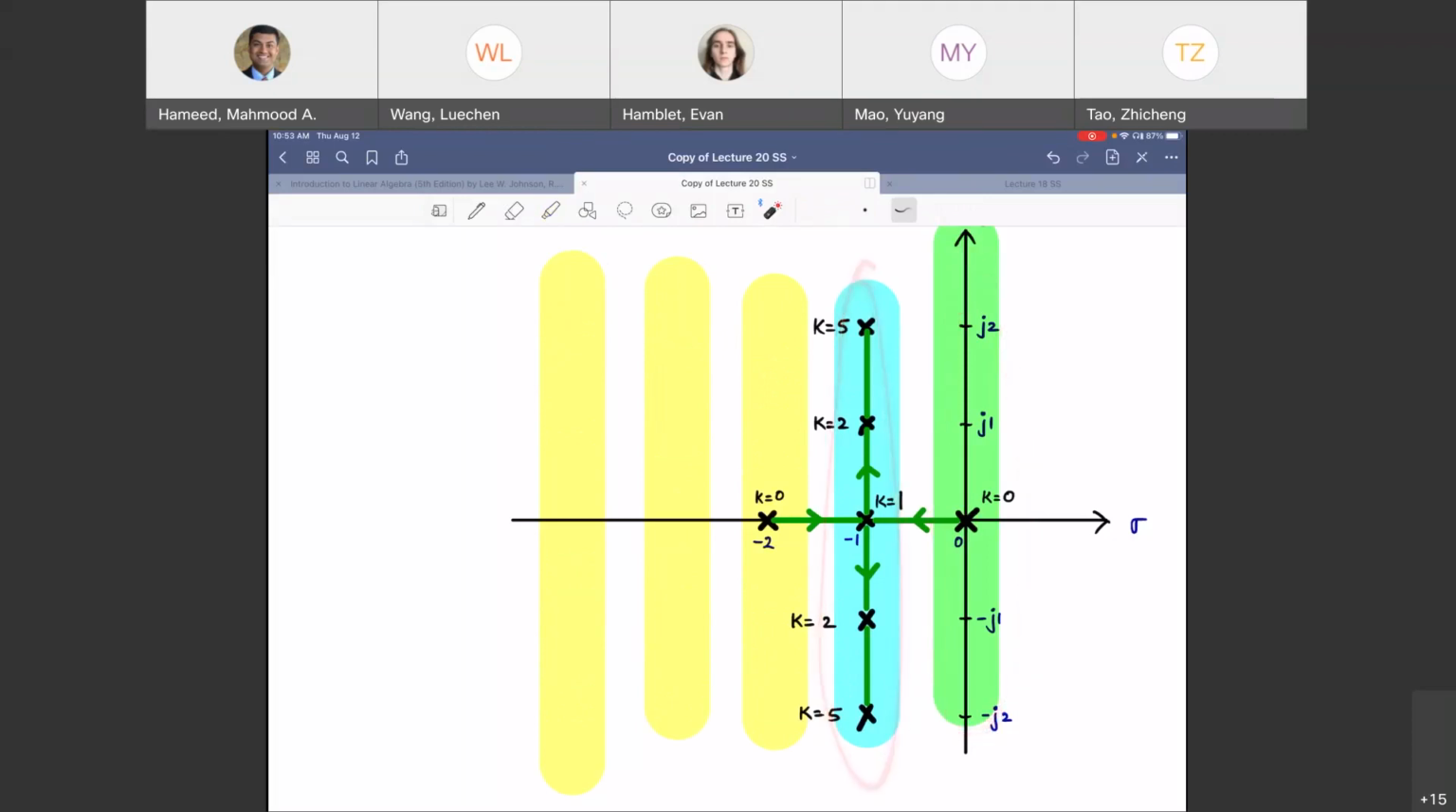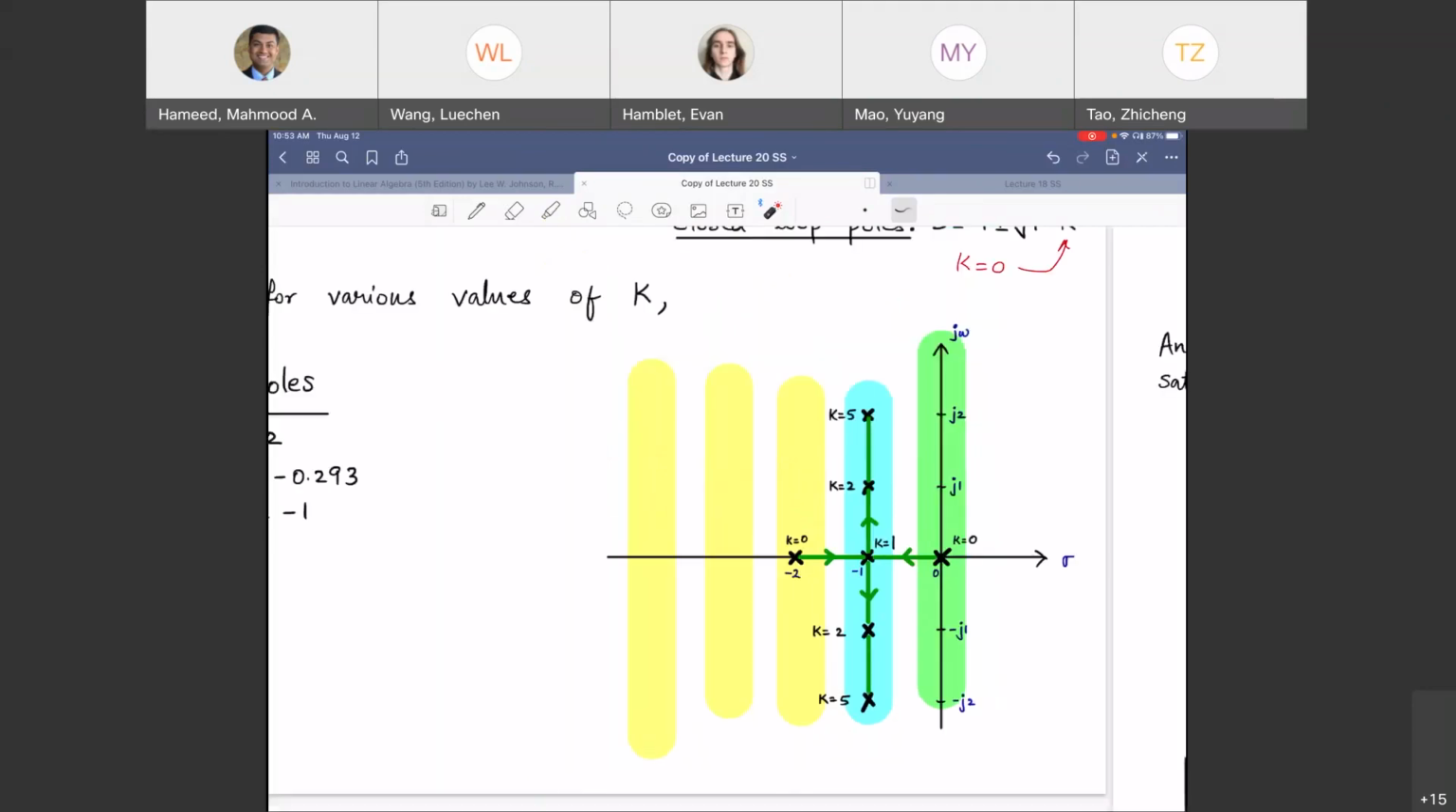Everything over here will satisfy. Nothing over here will satisfy. Right? Because that's what we claimed over here. Only test column 1, highlighted in blue, should satisfy. That's on the root locus. So everything on that blue line should satisfy. Let's take a look.